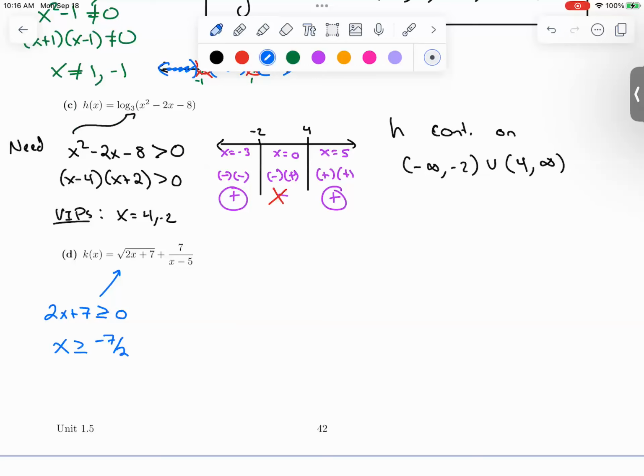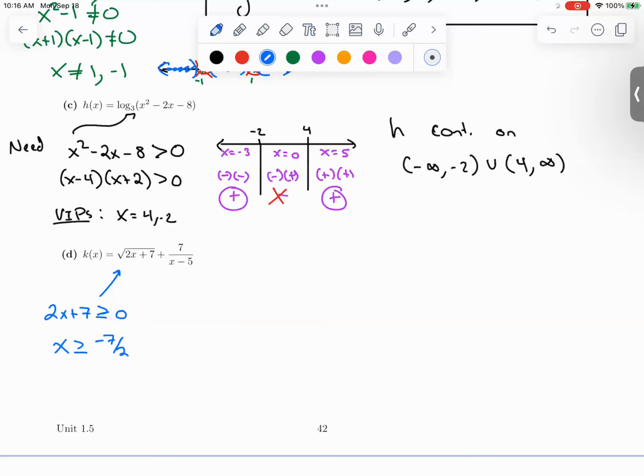So that's one condition that needs to be satisfied, because if we're less than that, say for the sake of argument, you looked at -10, the second piece is defined at -10. You can plug -10 into this function here, but you can't plug it in here, which means you can't plug it into our total function. So from blue, the x values need to be greater than or equal to -7/2. And from here, we need that x cannot equal 5.